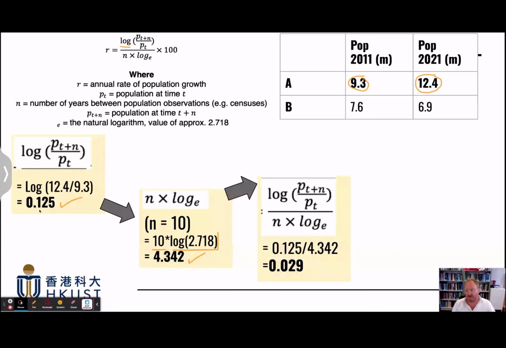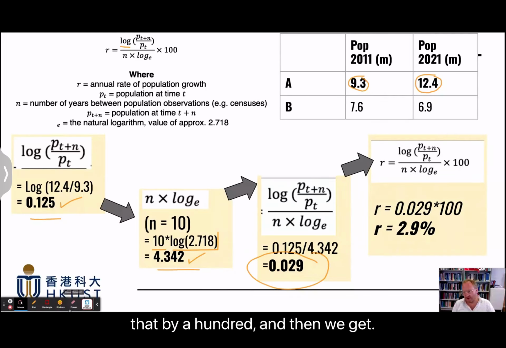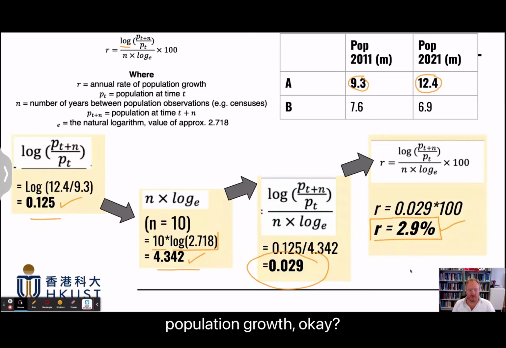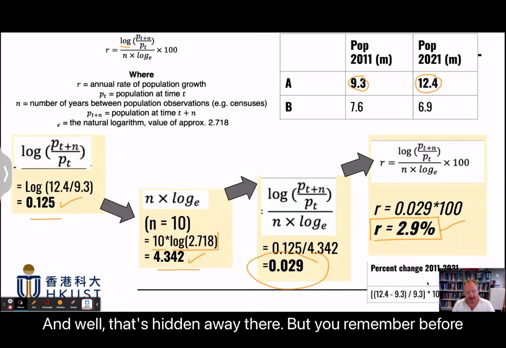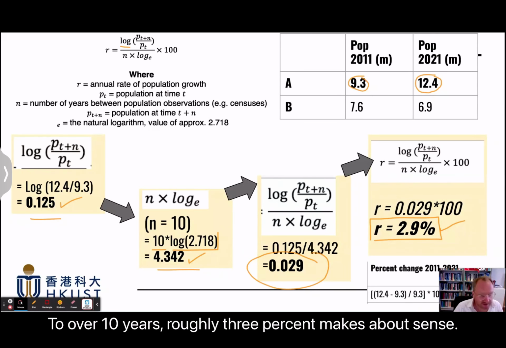We just divide our step 1 by step 2 to get this number here, and then we're going to multiply that by 100, and then we get 2.9, which is our annual rate of population growth. And you remember before, the population, we already calculated it, is growing 33% or so over 10 years, so roughly 3% makes sense.